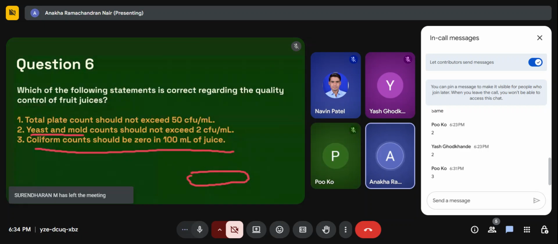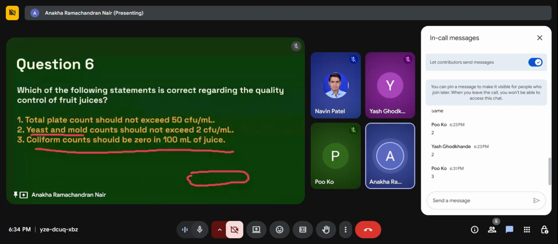Any doubts in this? All right, I'm not seeing any doubts, so I can move on to the next question. If you have any doubts, just write it in the chat, so that I'll read it and I can go back and explain it in case I've missed it.